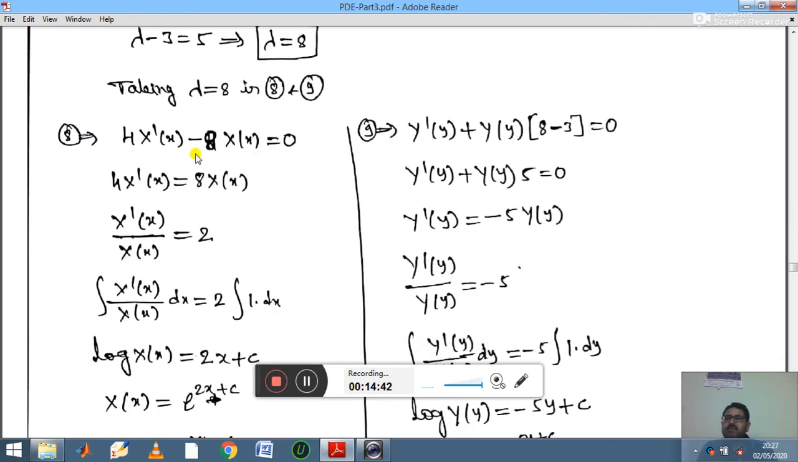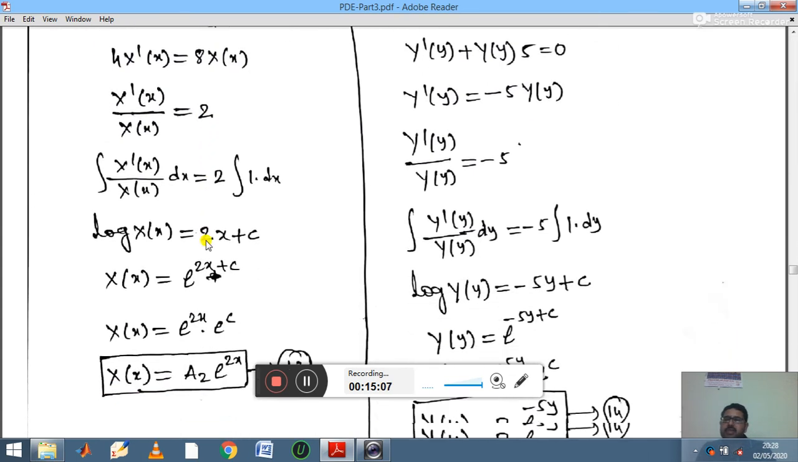So in place of lambda, use 8. Then you are getting 4X'(x) times Y(y) minus, in place of lambda, you are writing 8 into X(x) Y(y) equals 0. Then send this term to the RHS side: 4X'(x) equals 8X(x). 4 ones are 4, 4 twos are 8, then you are getting X'(x) divided by X(x) equals 2.